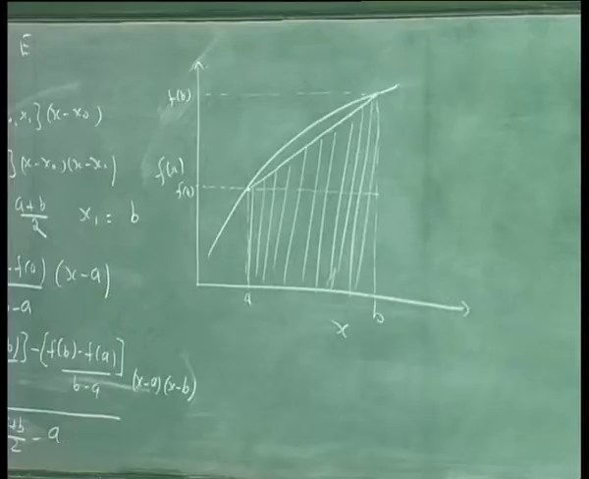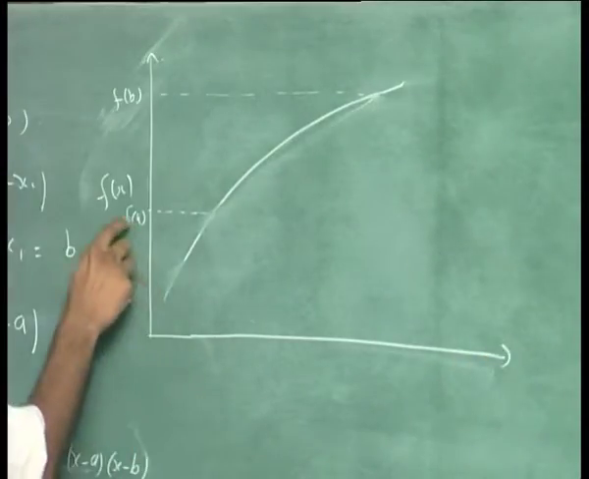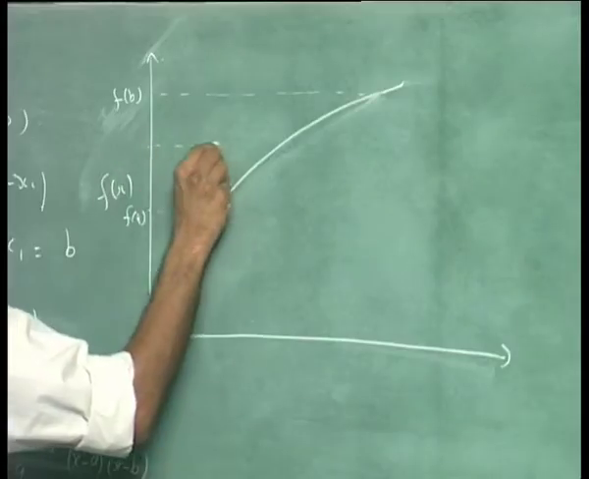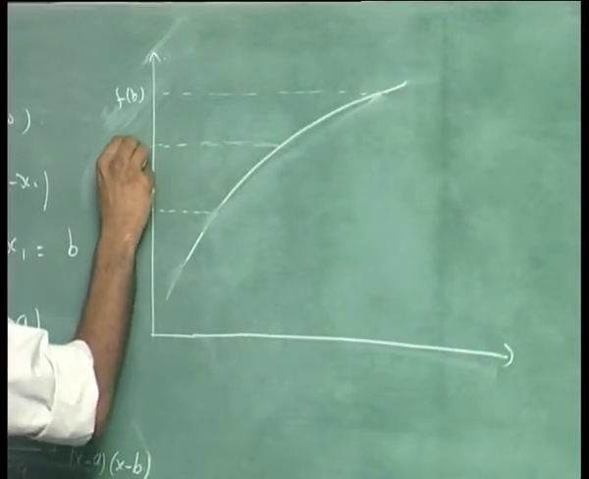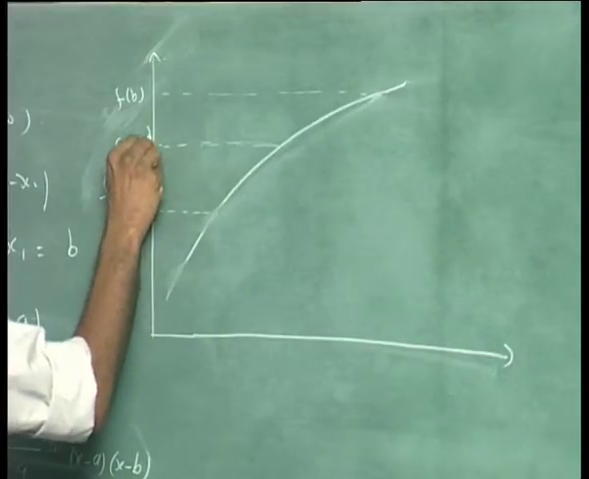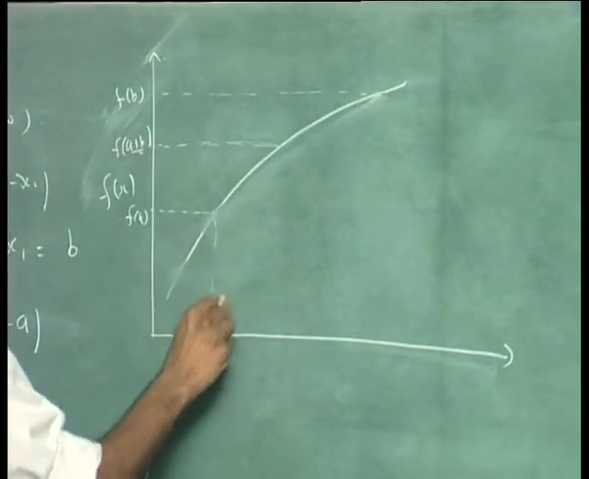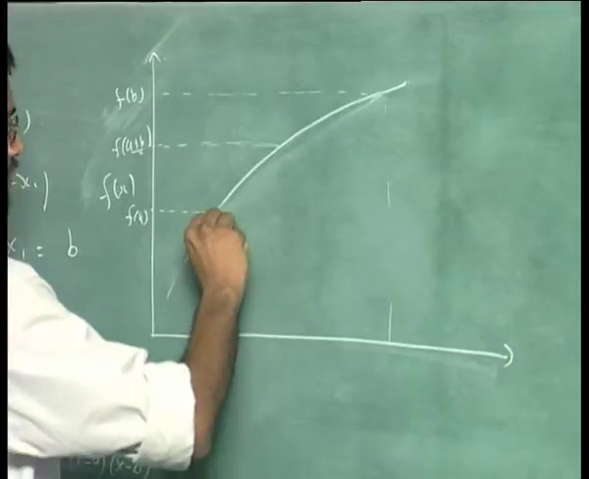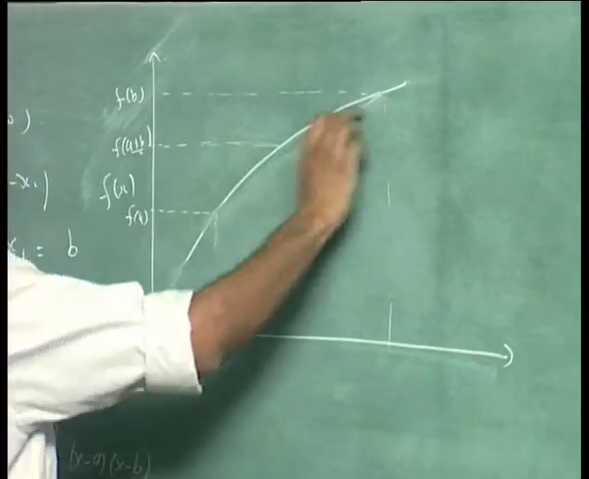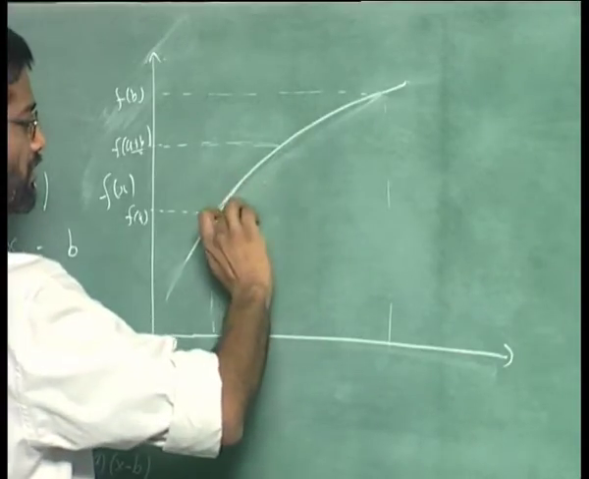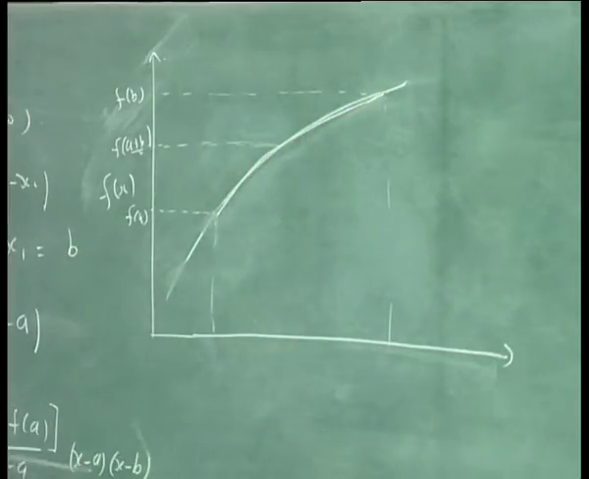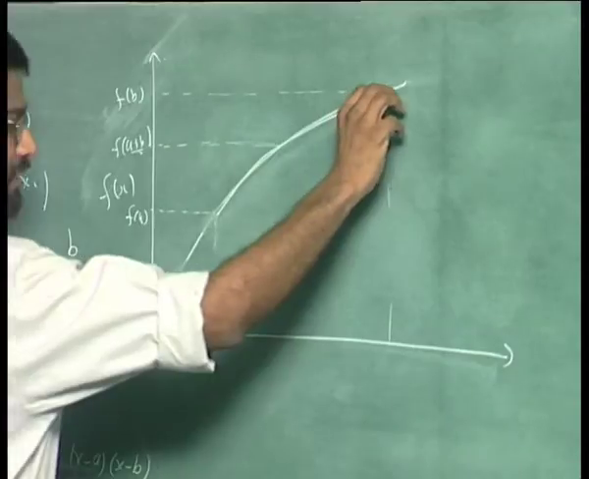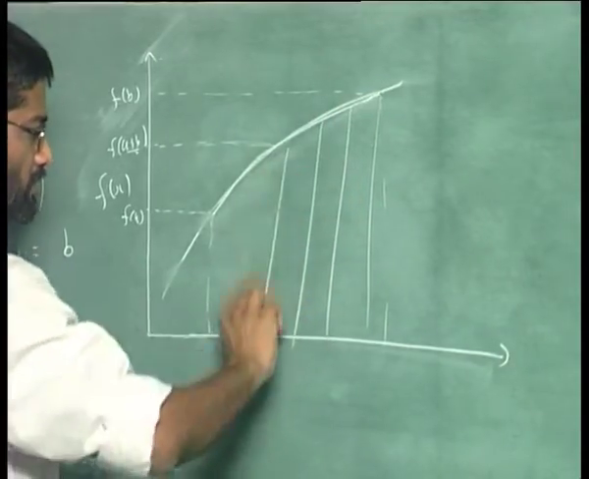In this particular case, Simpson's rule, we have taken 3 point samples. We have taken a, b, and one more sample here, that is f of a plus b by 2. Our curve is approximated by another polynomial of this form, and then we find the area under this whole curve. So that's what Simpson's rule does.